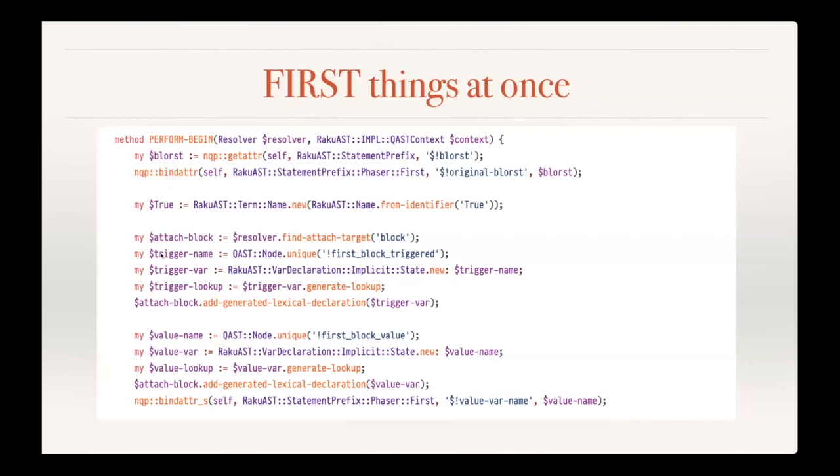We get a trigger name. We set up a variable. We add that generated variable to the attached block's lexical declarations. So when that attached block gets asked to declare itself, it will include the implicit state. It'll call that IMPL cast decl method on this variable. And so likewise, we do the same thing with the value var.